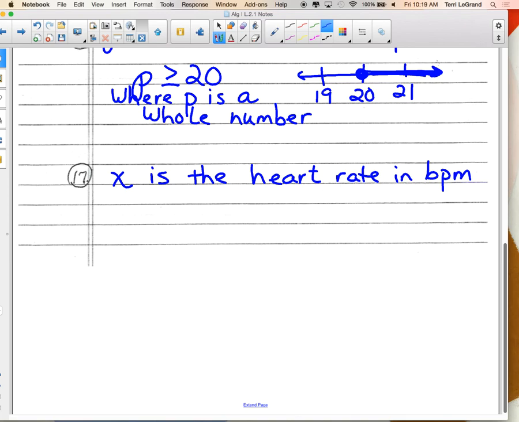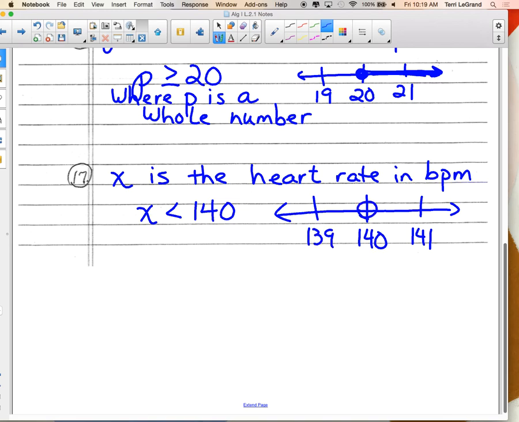Okay, well, it says an athlete is to keep his heart rate under 140 beats per minute. So can it be 140? No. Should it be less or more? Less. Under says less, so X is less than 140. Okay, and then let's show that on the number line. 140, 141, 139. Less than, but not including, so open circle, shaded to the left.